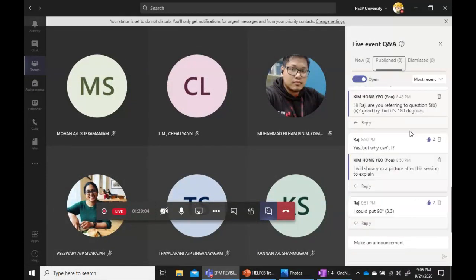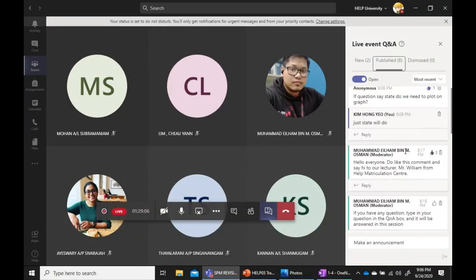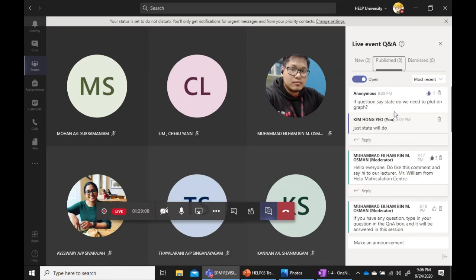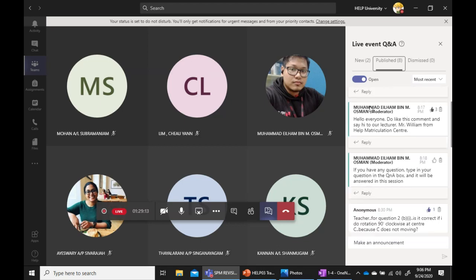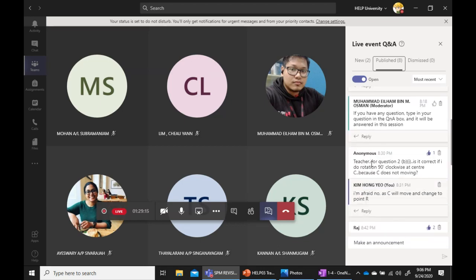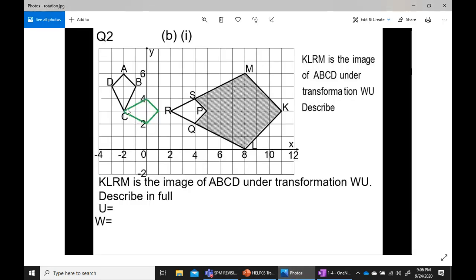Okay, so let's answer this question. This one you just have to state. If the question asks you to state, you just have to state. Next question, we have this one. This one I can show you by using a picture. If point C is not moving, and you use point C as the center and rotate this 90 degrees clockwise, you will get the one that I drew using green lines.